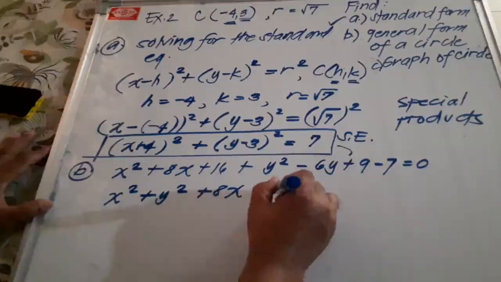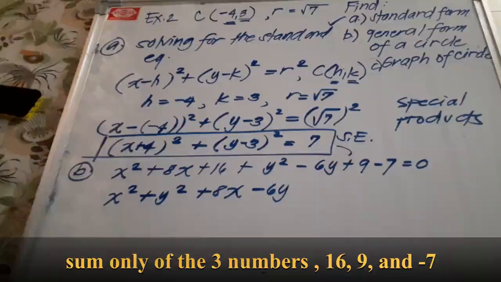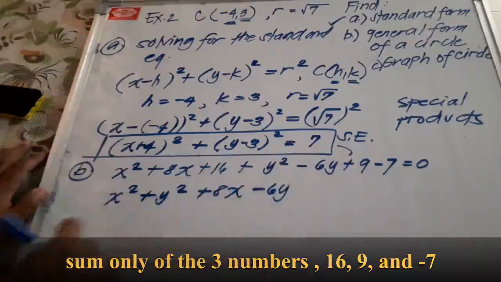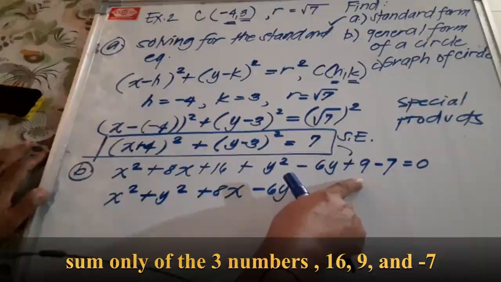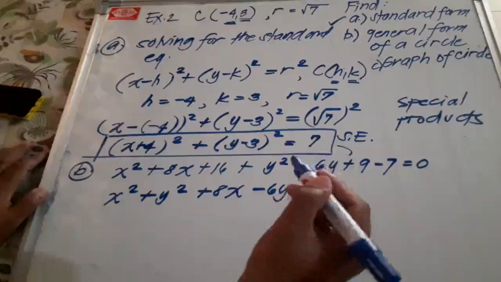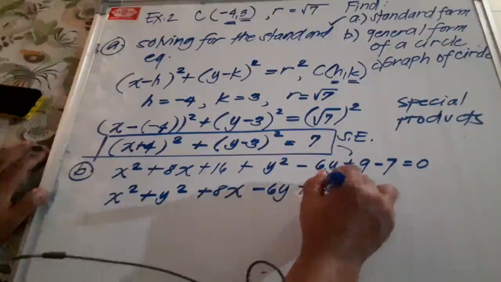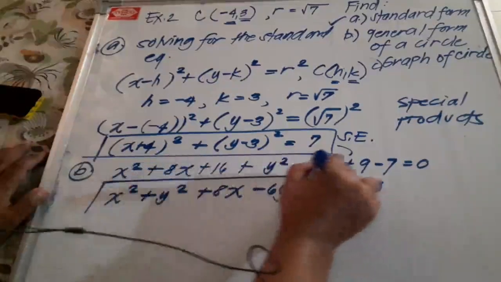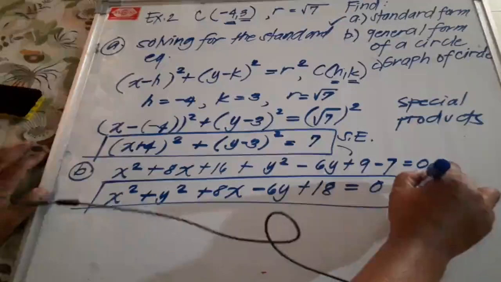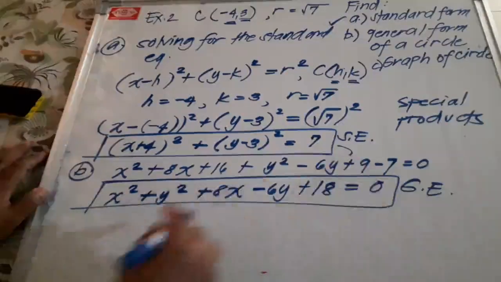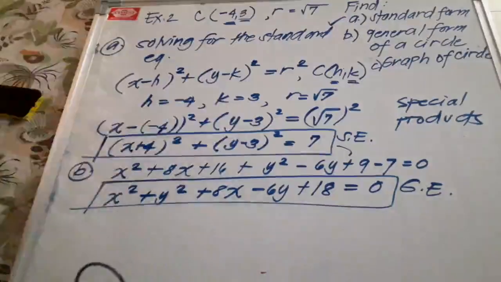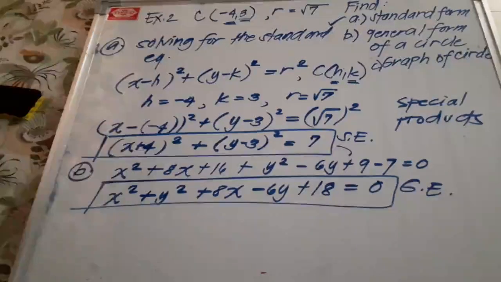That is negative 6y. And then the last term is the constant term, which is the sum and difference of these three constants. That will be 16 plus 9 is 25 minus 7. That will be 18. Positive 18. Equals 0. So this is now your general equation. Okay. So, nakuha natin yung letter A at saka letter B na standard equation or standard form, general equation or general form of a circle.